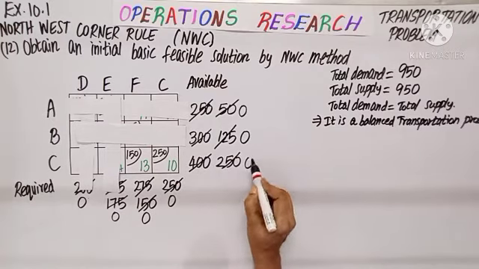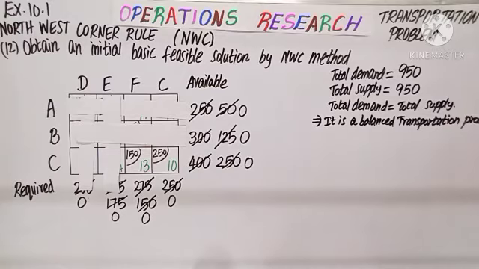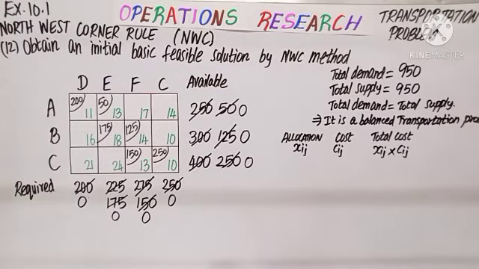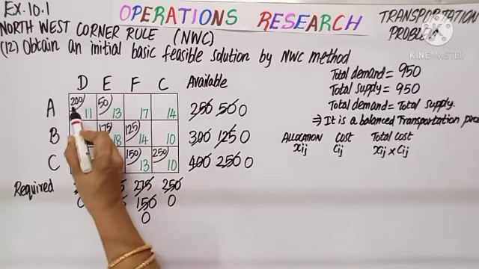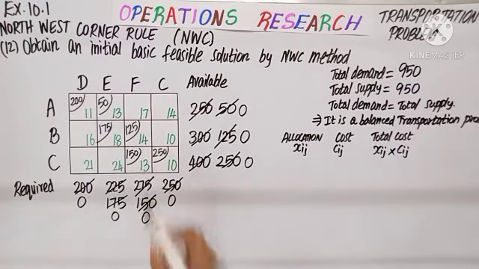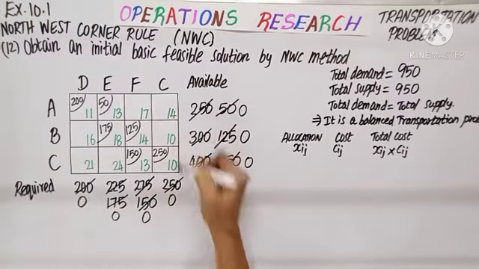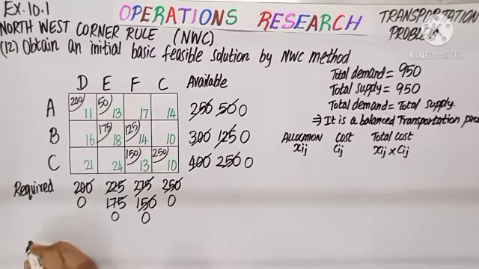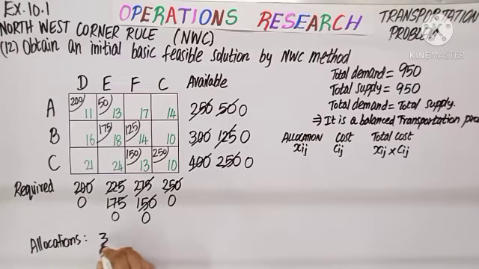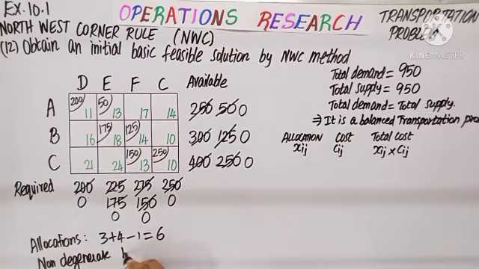We can start writing the allocations. How many allocations are there? 1, 2, 3, 4, 5, 6. There are 3 rows and 4 columns. So 3 plus 4 minus 1. So allocations, we have 3 plus 4 minus 1. 6 we have. So I will declare this also as non-degenerate basic feasible solution.